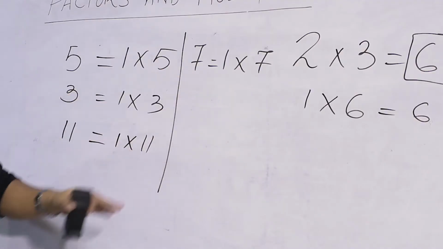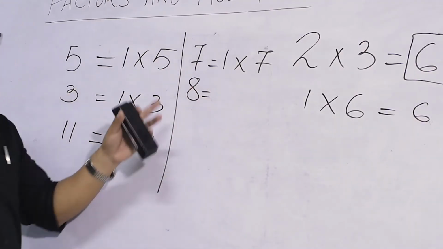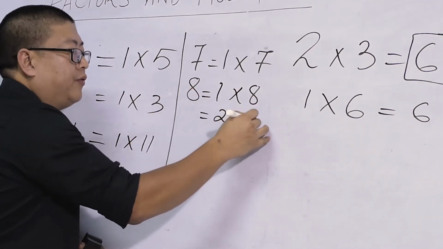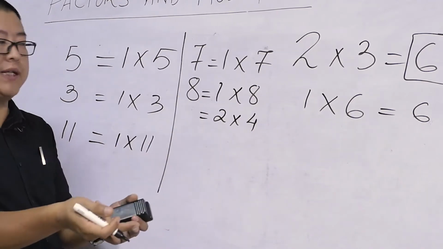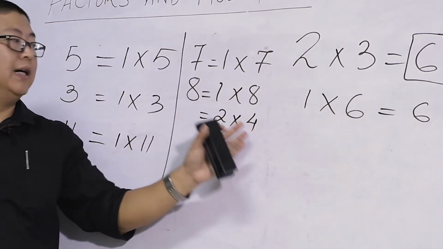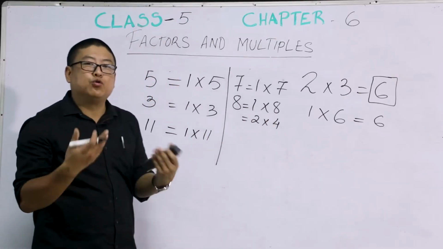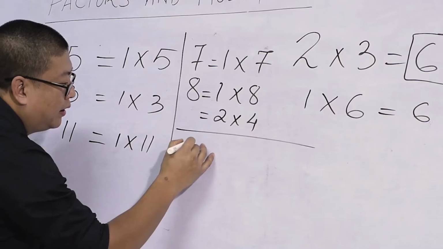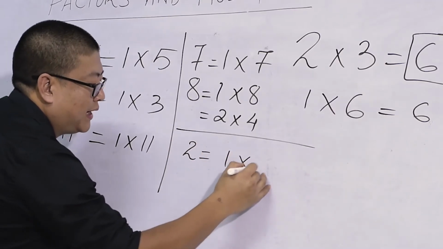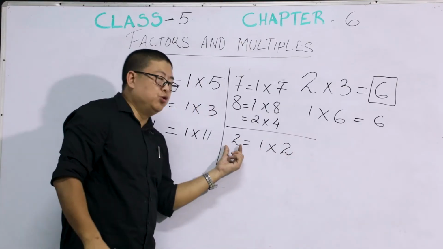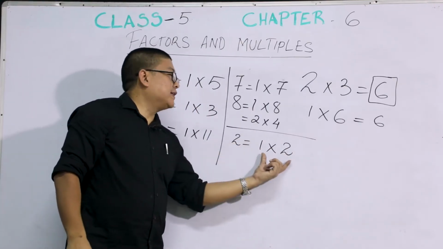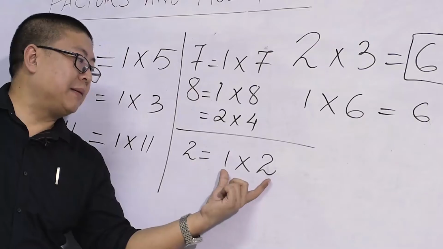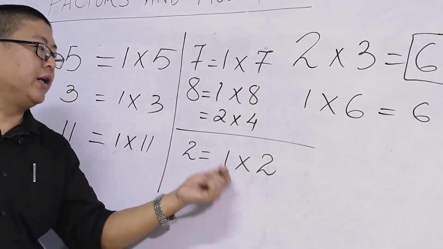Now, if I take the next number, 8, I have 1 into 8, I have 2 into 4, 4 into 2, 2 into 4, same, 8 into 1, 1 into 8, same, so I'll keep it like this. I have 1, 2, 3, 4, more than 2 factors, right? If I take, let me go serially here. If I take 2, now please look very carefully. 2 is also a number which has only 2 factors. You cannot take any other numbers to multiply and get 2. This is the only way, 1 into 2.